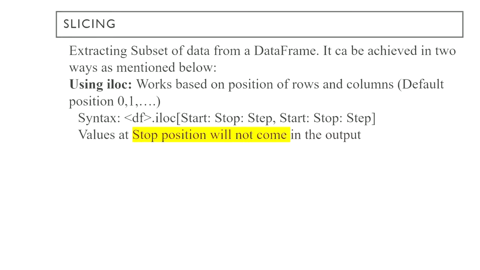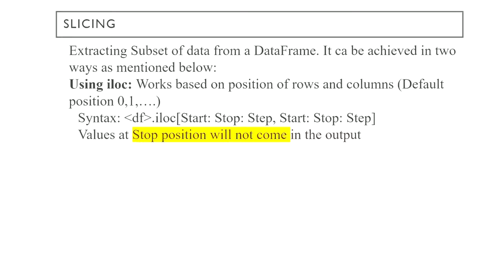So iloc works based on the position of rows and columns. Position means default indexing 0, 1, 2, 3 for rows as well as columns. That means if we do not assign any name for columns and rows, then the default positioning will be 0, 1, 2, 3. Based on this, iloc works.